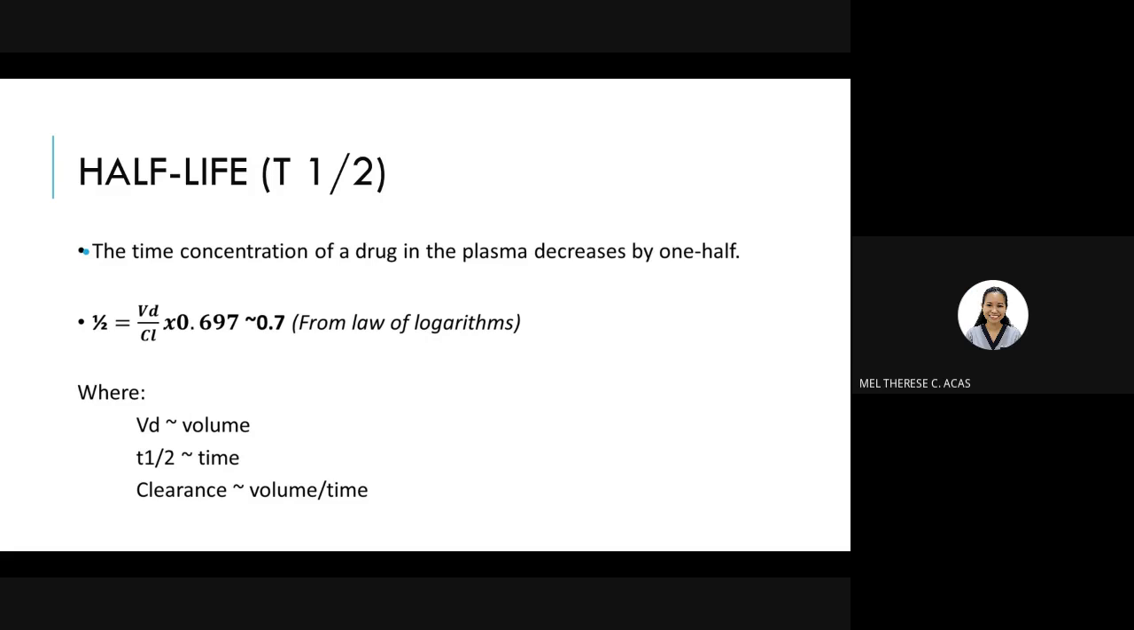The first pharmacokinetic parameter we will discuss is the half-life. It is the time in which the concentration of a drug in plasma decreases by one half. So T one half is equal to the volume of distribution over the clearance, which is volume per time, multiplied by 0.693, or approximately 0.7. This is from the natural logarithm, if you will remember from our pharmacokinetics before.